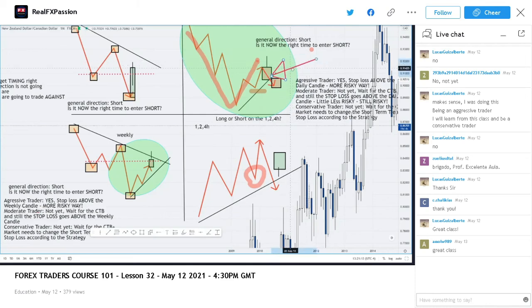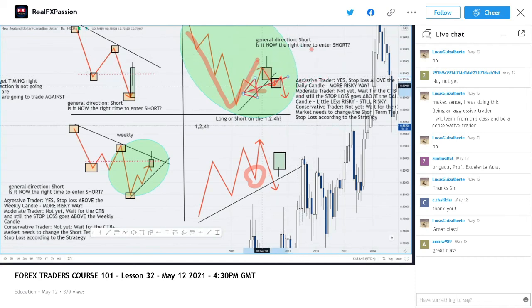Everybody. Okay? And the conservative trader, not yet, waits for the market to change the short-term trend. So the conservative trader would wait for the market to make a lower low, lower high, you know, break a counter trend. Come on, TradingView. Lower low, lower high, lower low. There you go. So we have a change in the short-term trend, right? Bearish candlestick formation, counter trend line break, change in the short-term trend.